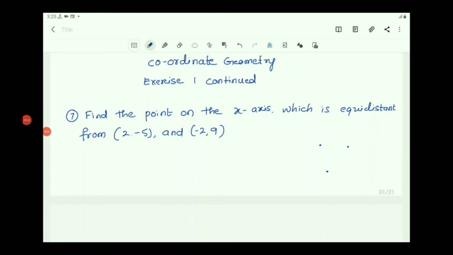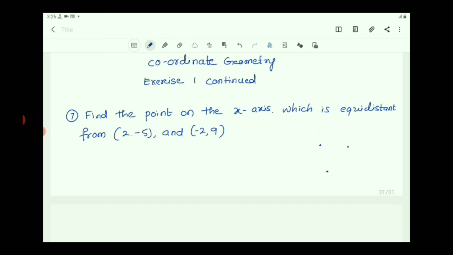Children, it is a continuation of the chapter Coordinate Geometry. Now let us continue the exercise, first that is exercise 1 of the chapter. The 7th question: Find the point on the x-axis which is equidistant from (2, -5) and (-2, 9).